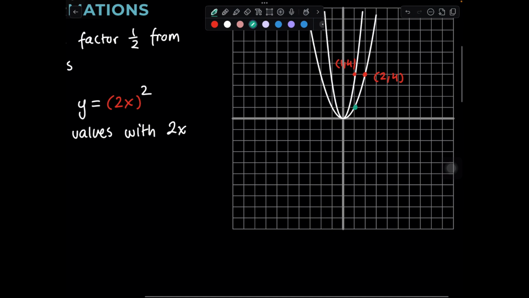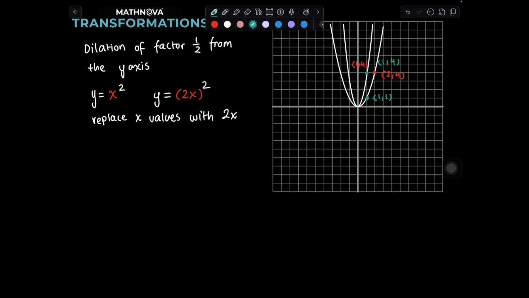What if we looked at this one here, 1, 1, and then said, wait a minute, that becomes 1, 4. Isn't that dilating by a factor of 4 from the x-axis? Well, let's have a look. Looking at the previous transformation that we applied, we said that we dilated by a factor of a half from the y-axis, and we applied it by replacing the x values with 2x. Well, look what happens when we expand this equation. We get 4x squared.